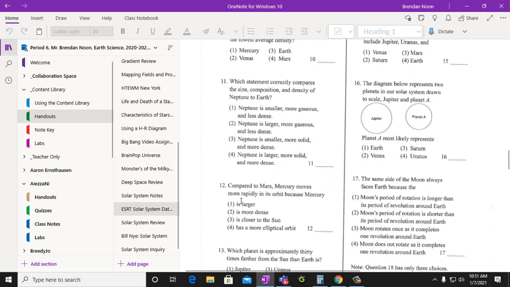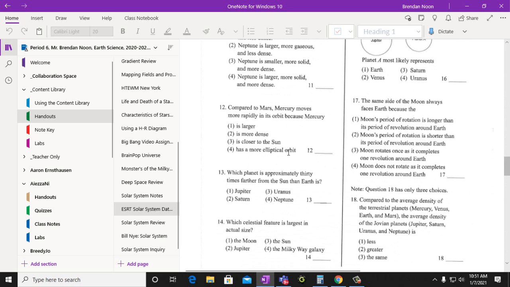Compared to Mars, Mercury moves more rapidly in its orbit because Mercury is closer to the sun. So you're going to hear that one a lot. The closer you are to the sun, the faster you move around the sun. The farther away you are, the slower you move.